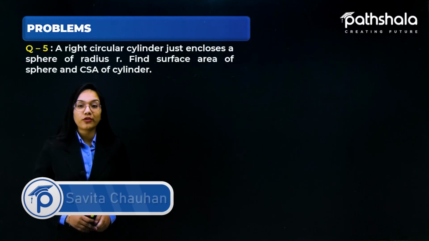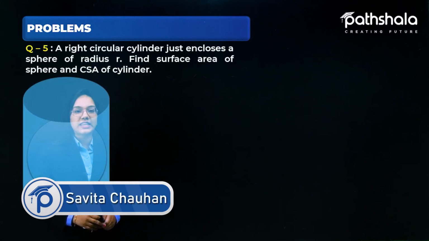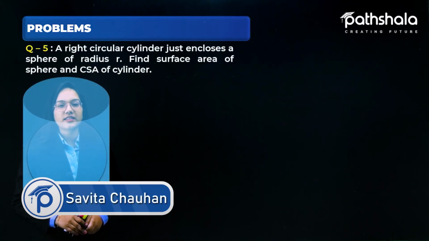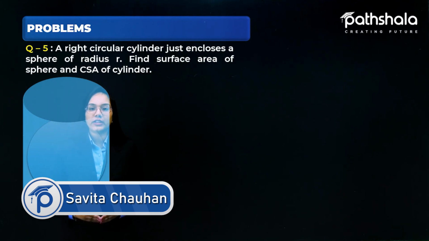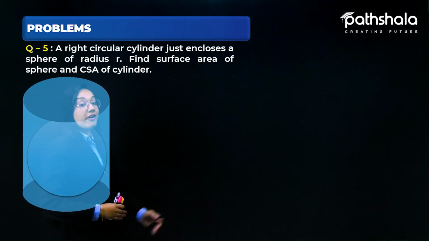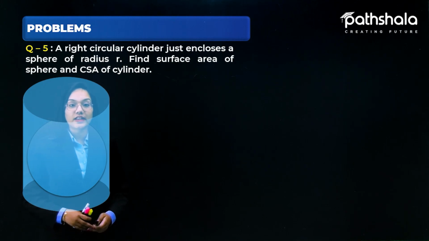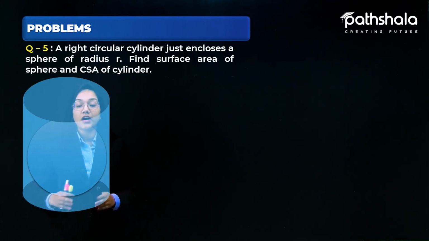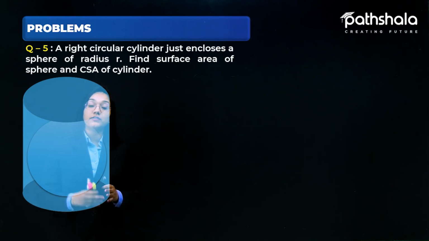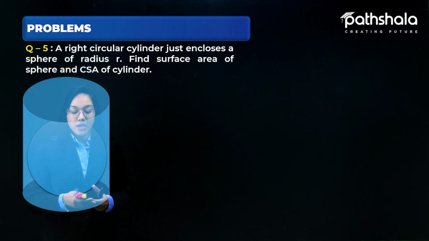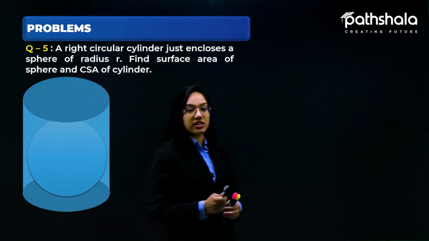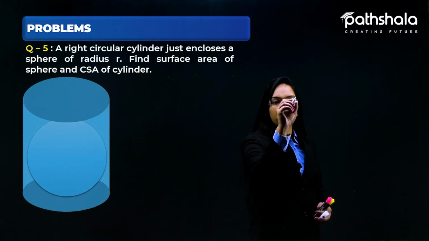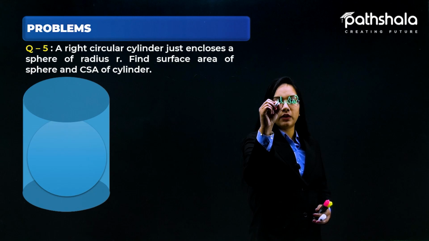Now let's move on to question number 5, which says that a right circular cylinder just encloses a sphere of radius r. As you can see in this figure, we have to find the surface area of the sphere and the CSA of the cylinder. CSA is nothing but the curved surface area of the cylinder. So let us start with the solution of this question.